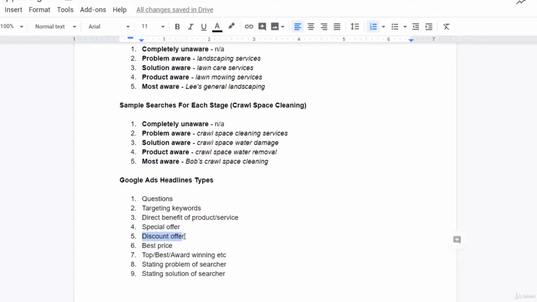And then a discount offer. This could be maybe a voucher of some sort, or a coupon, or some type of rebate. And then best price. This is where you can say we have the best price, or absolute best price guaranteed, or the lowest prices, things like that where you're referring to price.